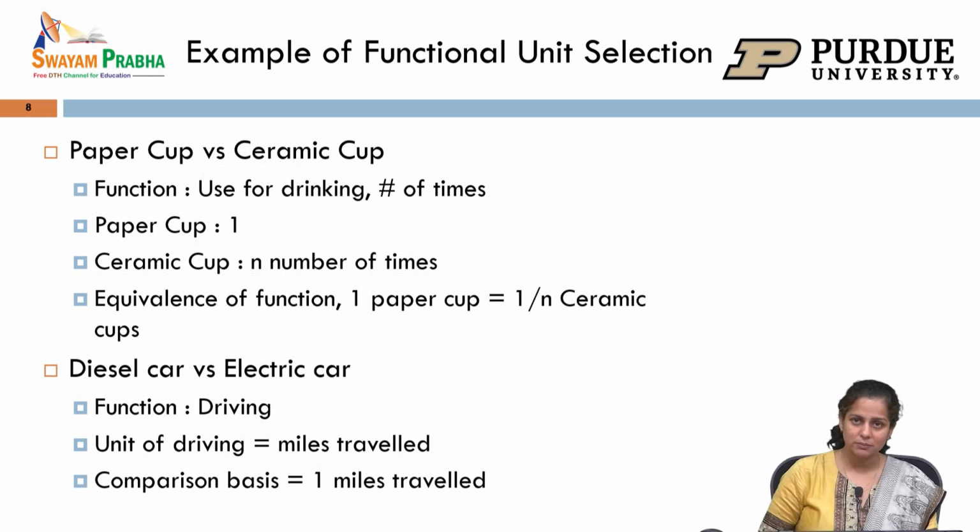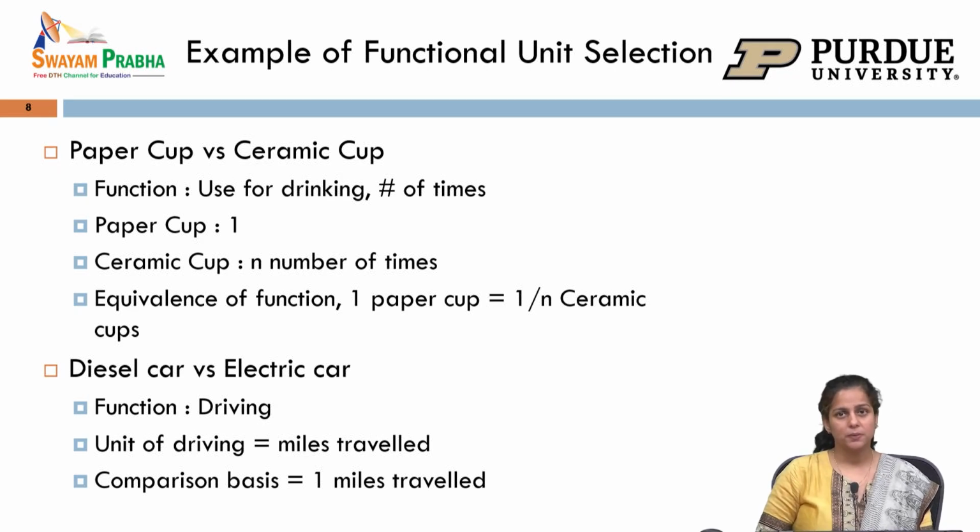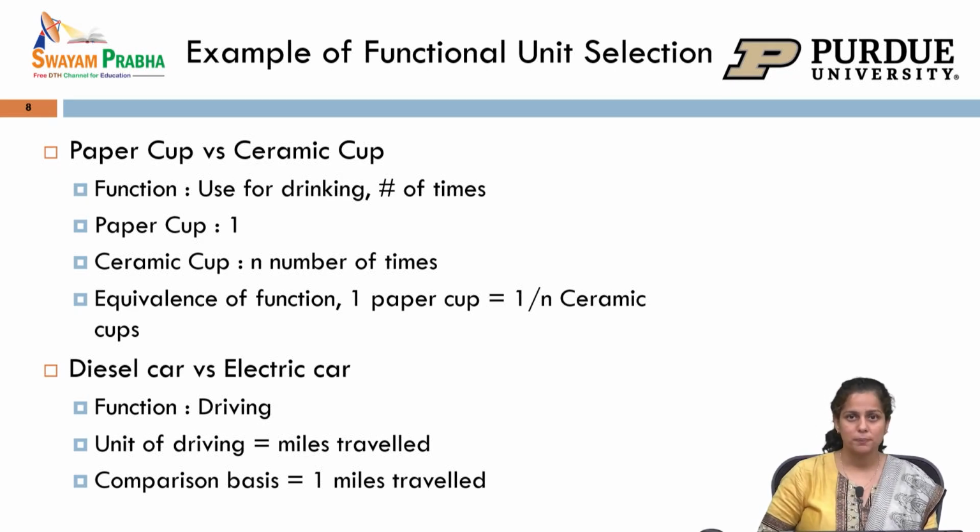So, my comparison basis for substituting my diesel car with an electric car is not one car versus another car, it is actually the number of miles traveled, or we can say per mile traveled. So, most of the LCA studies, if you see for transportation substitution of this kind, diesel car versus electric car, will actually be based on per mile traveled or per kilometer traveled, because you are substituting the function of driving from one car to another car.